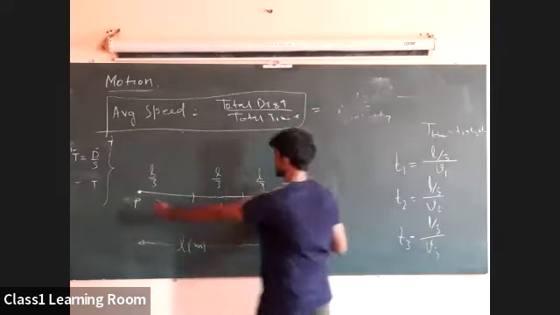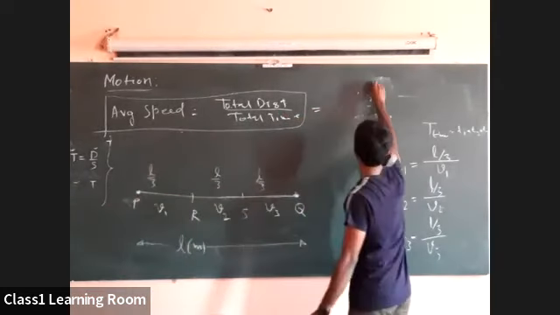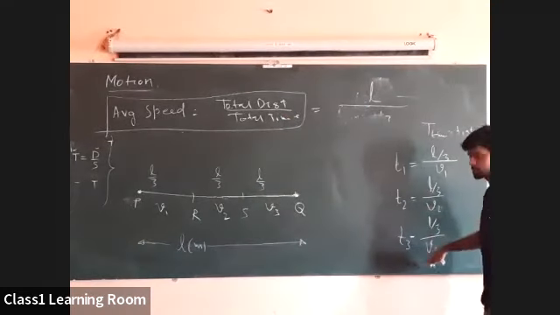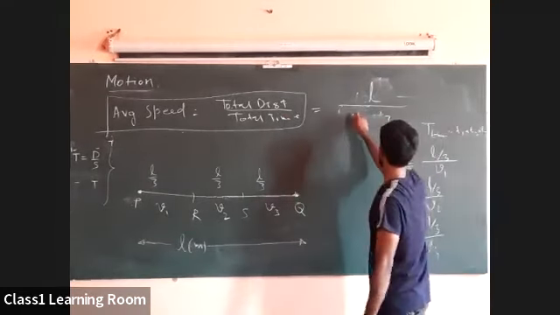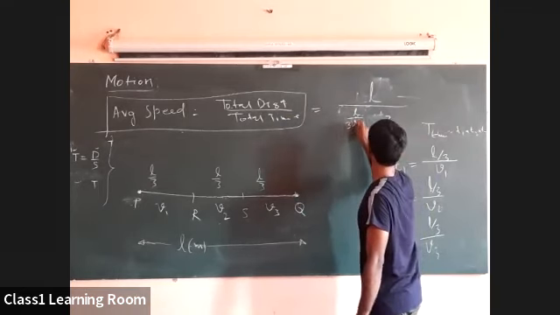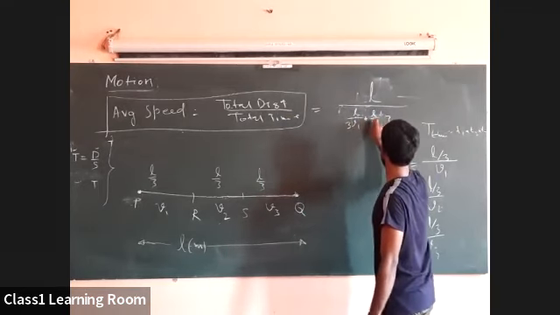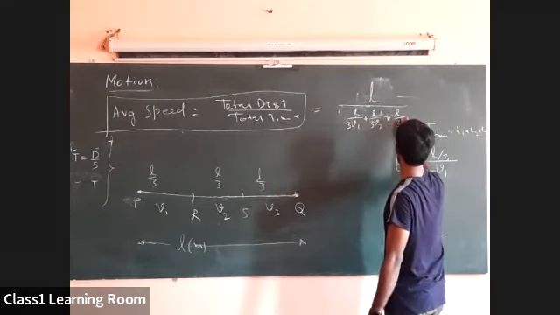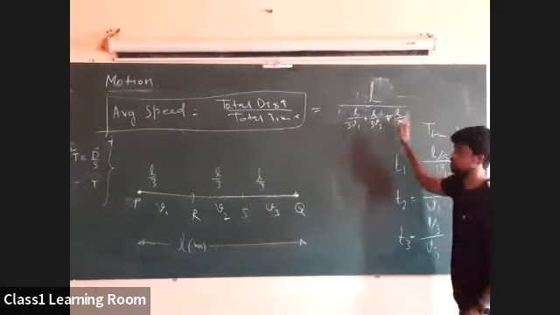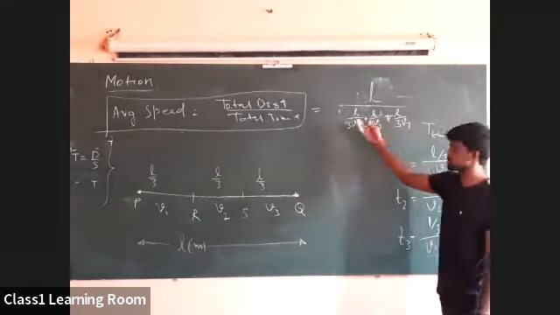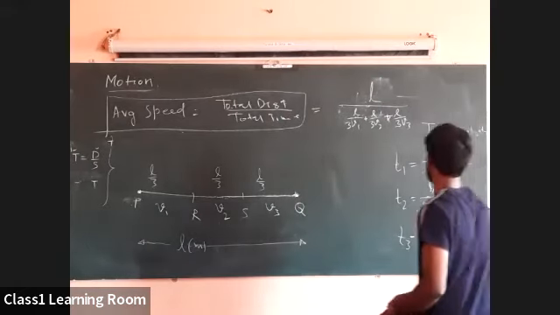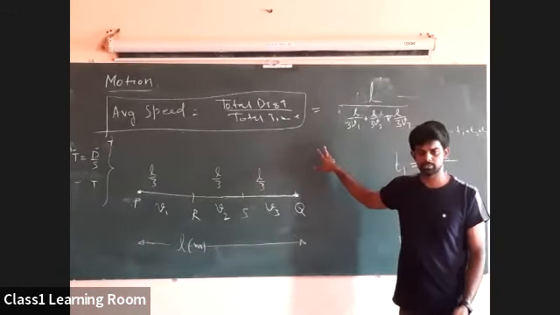Total distance is how much? This much, L meter, right? And total time is how much? This plus this plus this. So L by 3v1 plus L by 3v2 plus L by 3v3. So this is your average velocity. Now you got it, no? Yeah, good, good. That's your average velocity. Very good. Any doubt here?